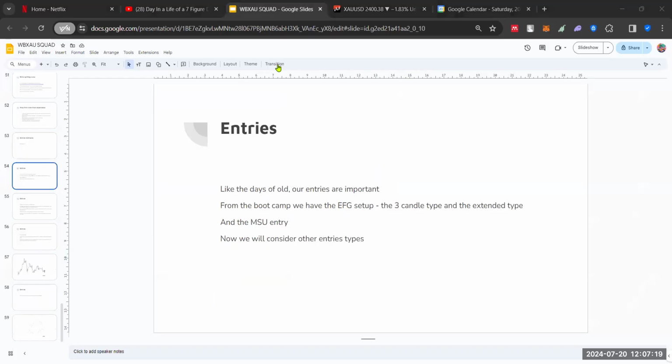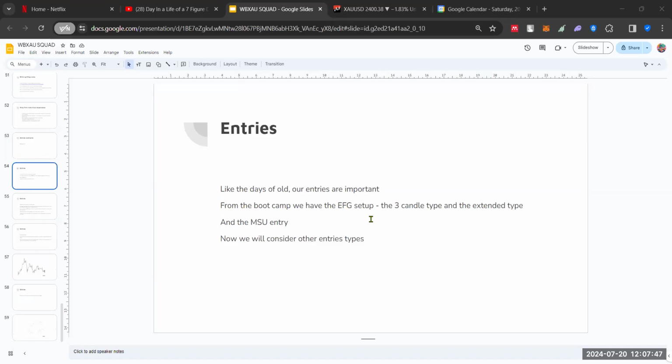Okay, thanks. So for the MSU, I was just trying to recap the entries we had from the previous camp: the EFG setup, which was a continuation setup. We mentioned that the EFG can either be a three candle type or an extended type, and I was trying to show the candles. Yes, a recap. The second entry we mentioned during the bootcamp was the MSU entry.